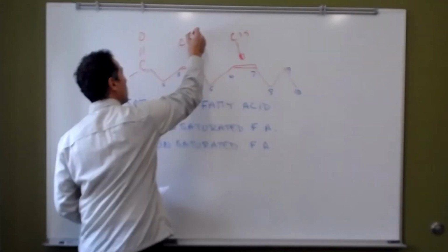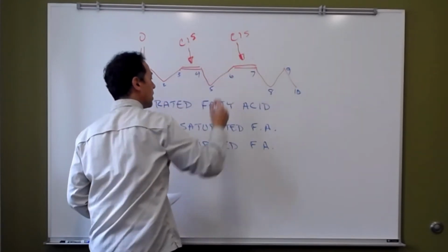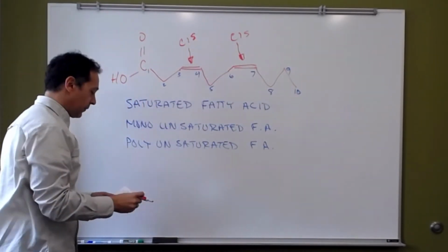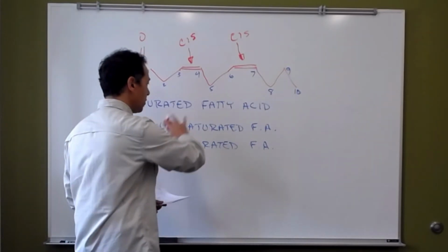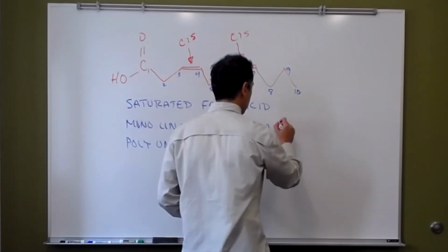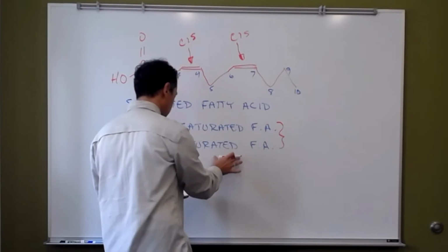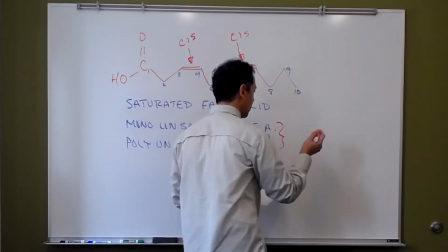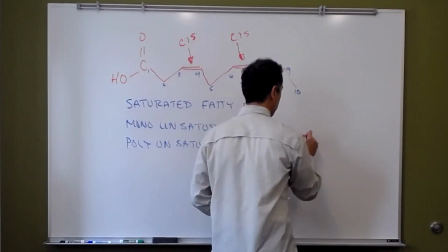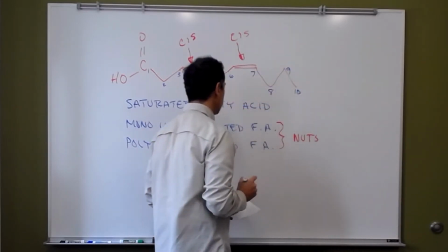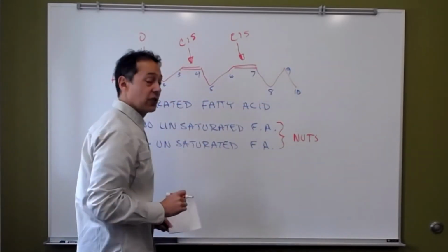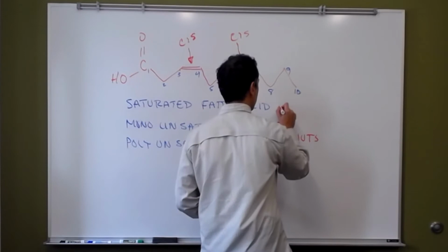That's just the way nature likes to do it, and I've learned a long time ago, don't argue with Mother Nature. And then where do we find these things? Well, these ones here, these tend to be found in places like nuts. And our saturated fatty acids, these tend to come from animal sources.